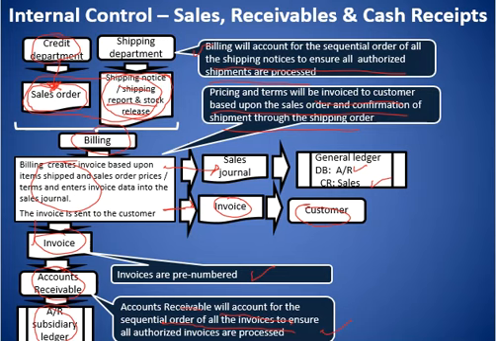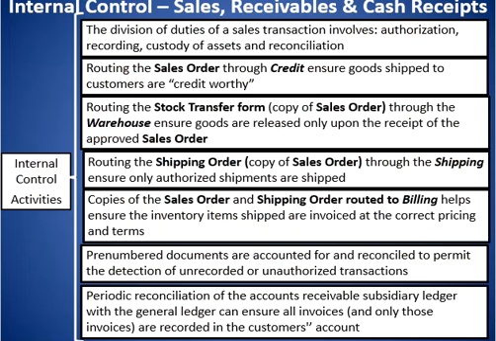Now let's do a 10,000 foot level summary of the internal controls we've just been talking about. Now, in terms of internal control activities, remember that the functions or duties of a sales transaction involve authorization, recording, custody of assets, and reconciliation. And that takes us back to the CARR: custody, authorization, recording, and reconciliation.